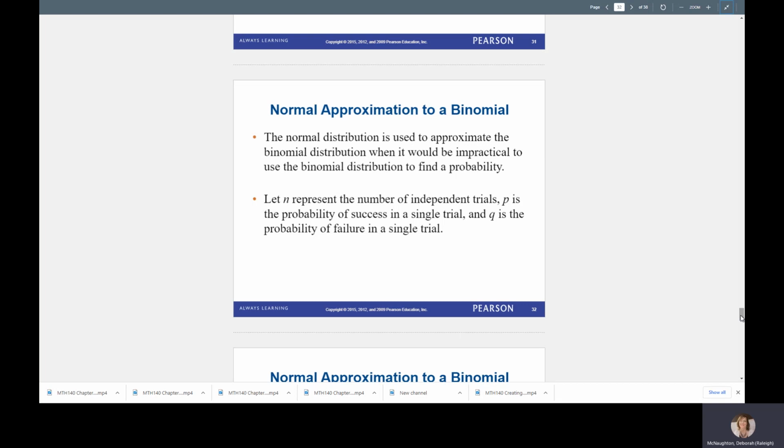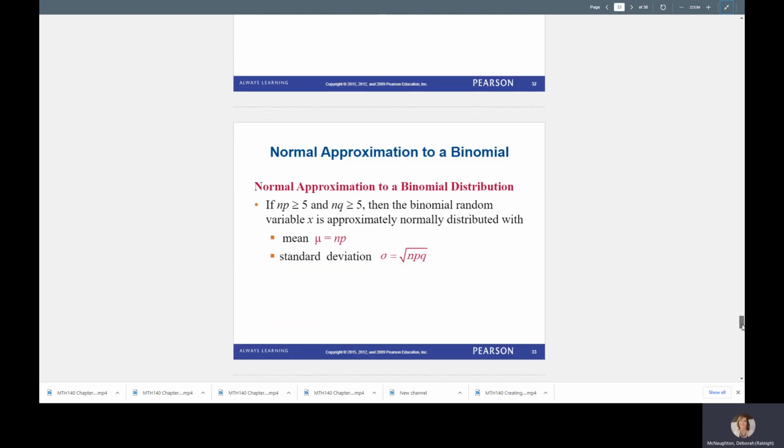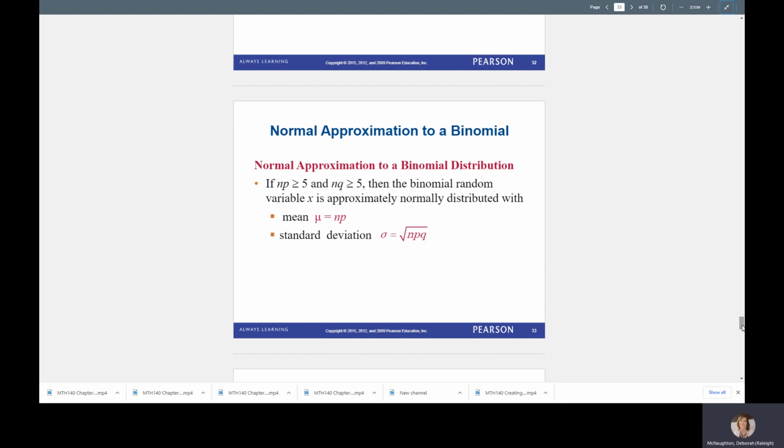So n is the number of independent trials. p is the probability of success in a single trial. q is 1 minus p, the probability of failure in a single trial. And we can use the normal distribution to approximate the binomial if the following are met. If n times p is greater than or equal to 5 and n times q is greater than or equal to 5, so both of these conditions are met, then the binomial random variable is approximately normally distributed.